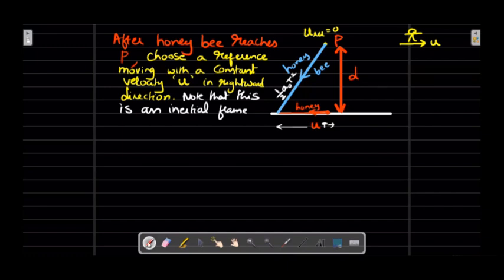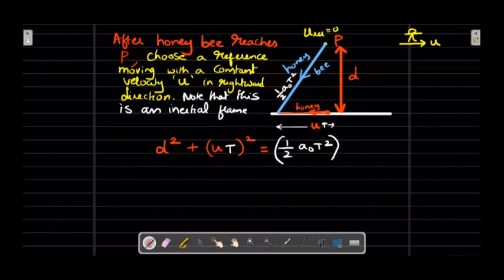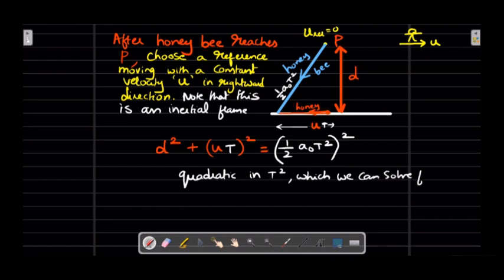So equating them, you would say value of d square plus that ut that you wrote in the diagram whole square should be equal to that half a naught t square hypotenuse, but you should say whole square. So this would be a quadratic in t square, which we can solve for. We'll use minus b plus or minus root of b square minus 4ac and all that.